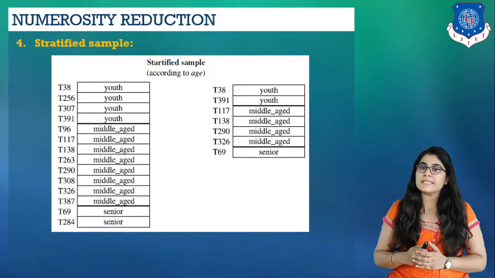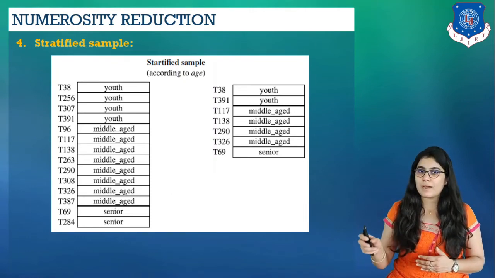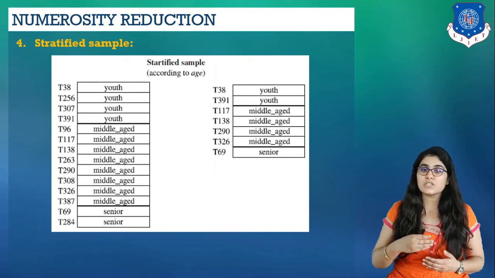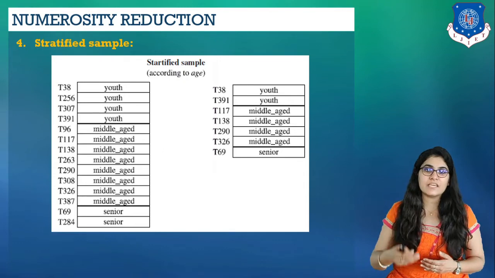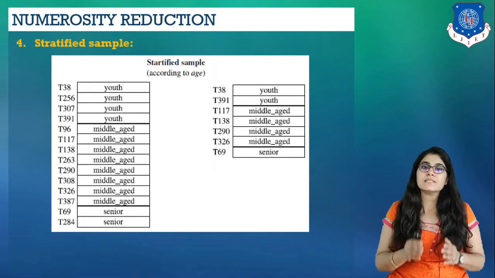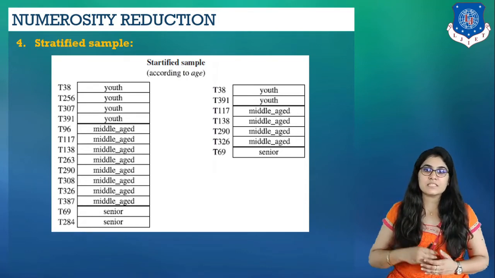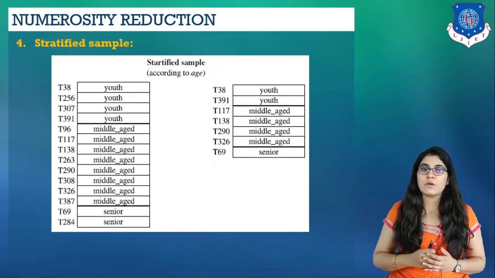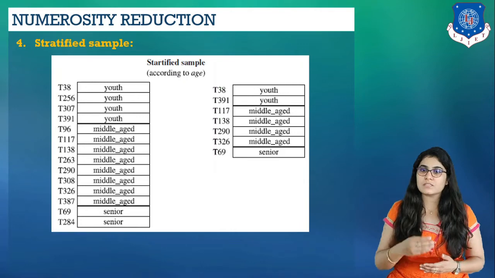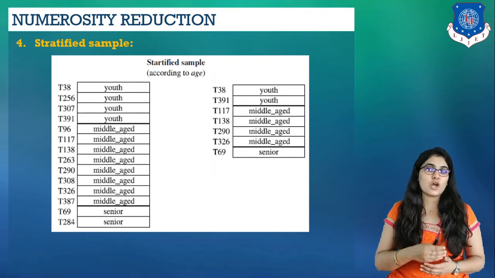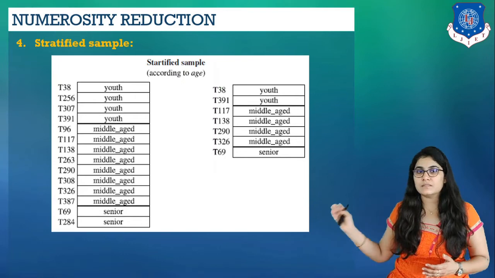If database D is divided into mutually disjoint parts, which are called strata, a stratified sample of database D is generated by obtaining an SRS at each stratum. Here SRS stands for simple random sample. This helps ensure a representative sample, especially when the data are skewed. For example, a stratified sample may be obtained from customer data where a stratum is created for each customer age group. In this way, the age group having the smallest number of customers will be sure to be represented. This can be seen in the given figure.